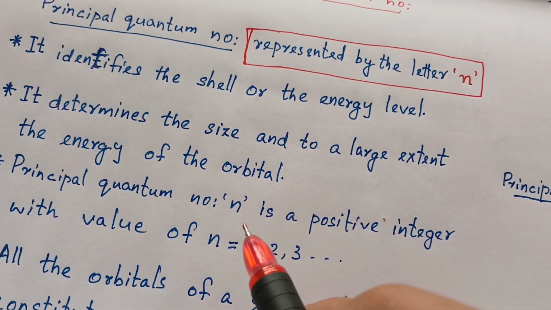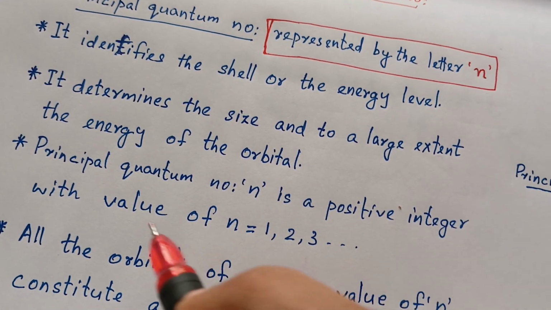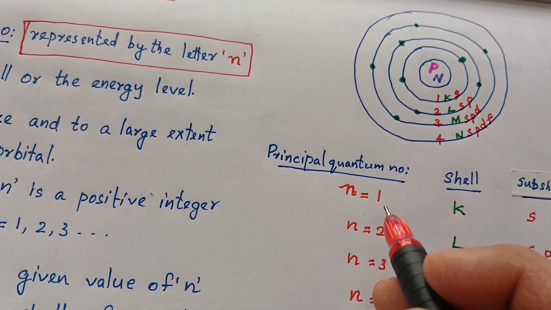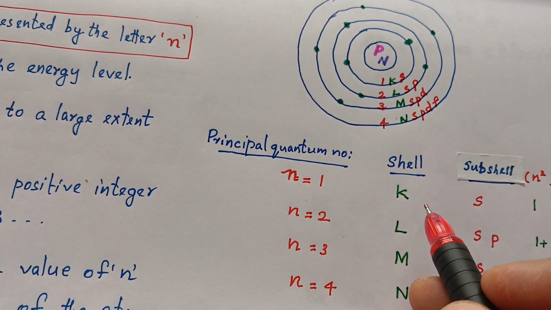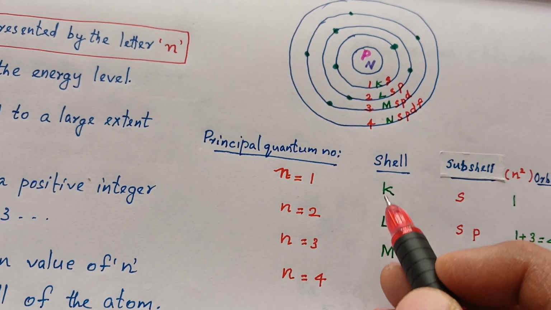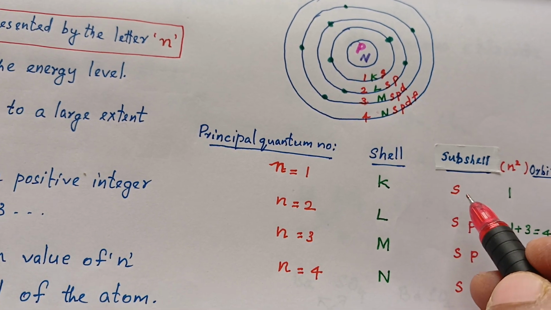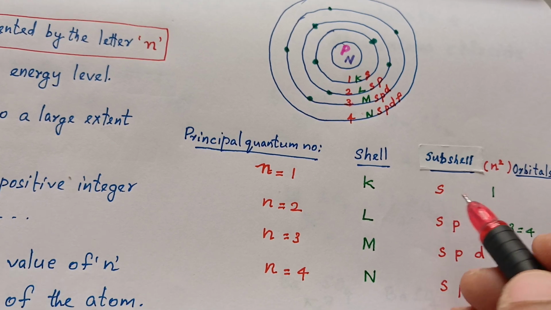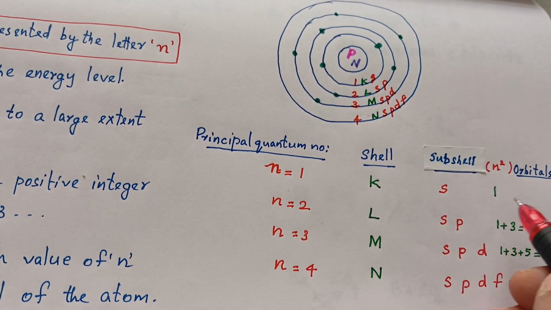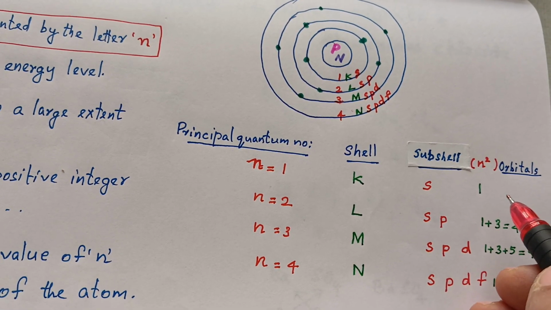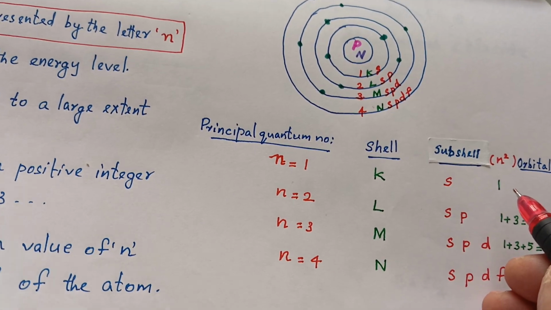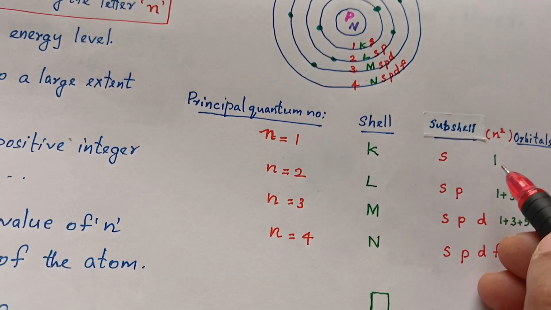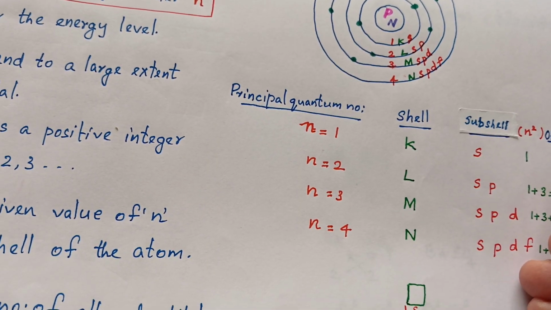The principal quantum number n is a positive integer with value of n equal to 1, 2, 3, etc. So when n is equal to 1, it represents the K shell. This shell has subshells, and that is represented by the letter s. The subshell or subshells will have orbitals in them. Orbitals are regions or areas where you have the maximum probability or chance of finding an electron.